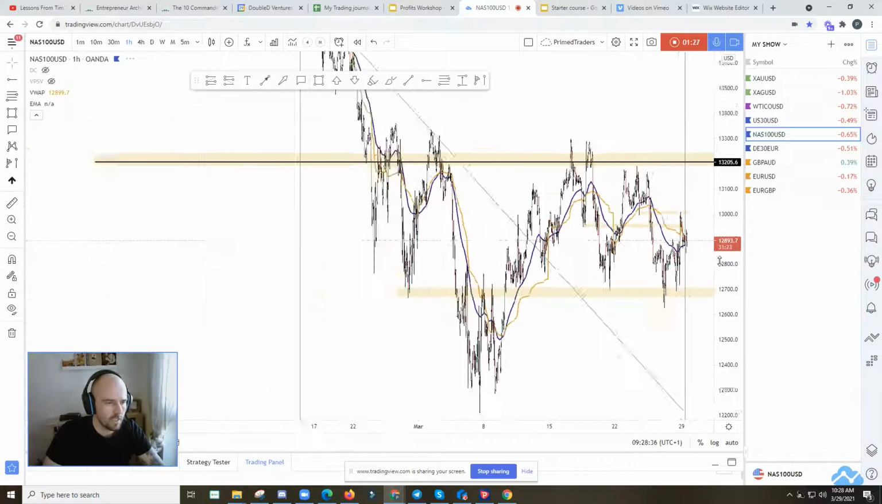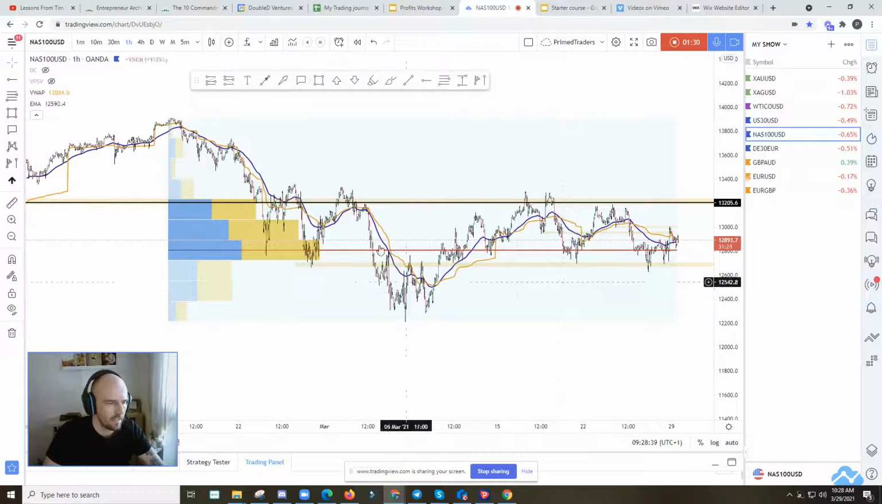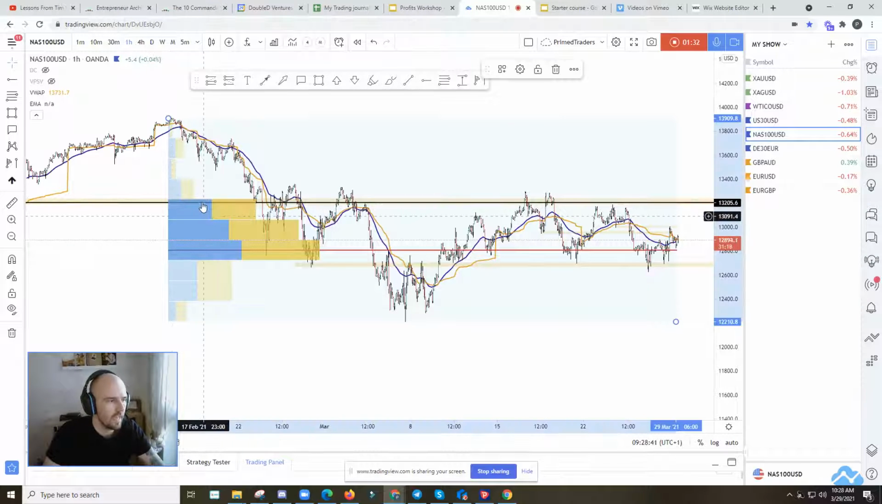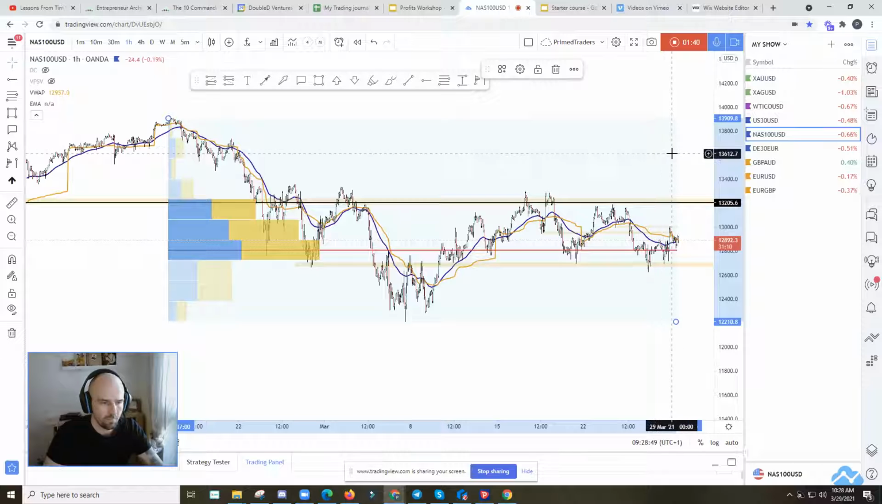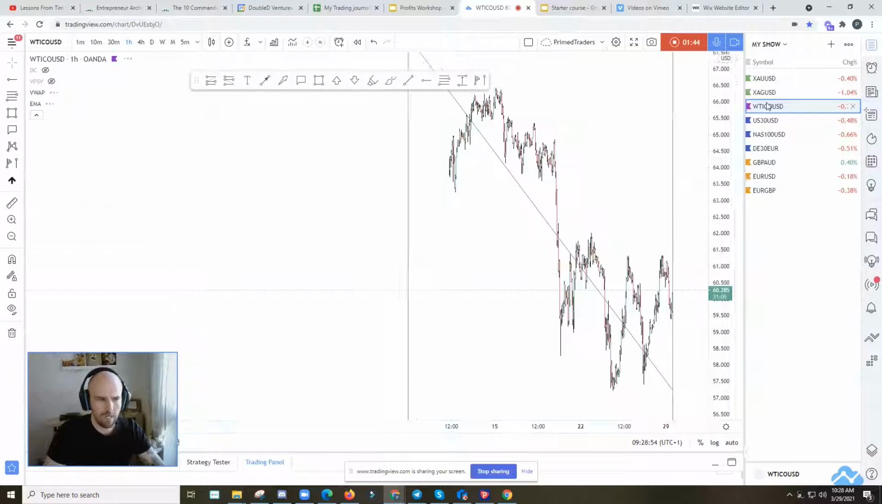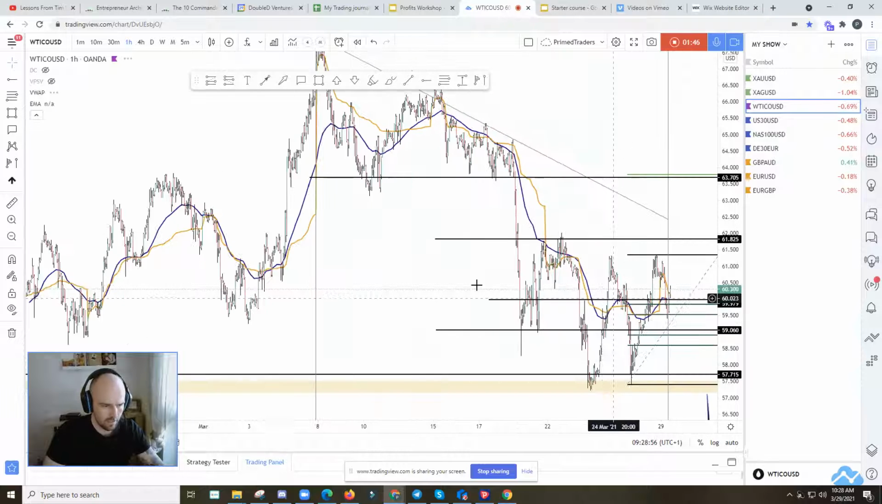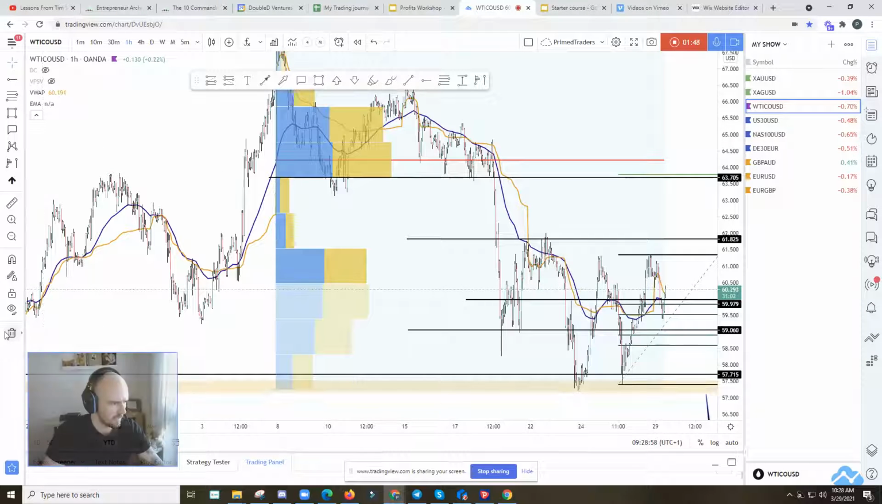And then what I'm using essentially to find key levels is rejection zones and VP or fixed volume range. And I'm only using 10 rows or 10 boxes of the volume and the value area of 75. Let's go over WTI, where I've got two longs, recently entered my second one. And I'm going to clean this up for you.